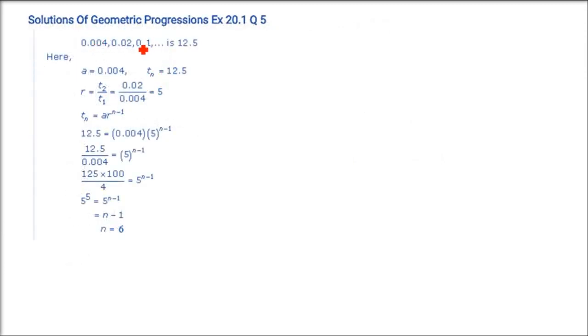Which term of the progression is 12.5? We have to find out n. The nth term is already given: Tn is a r to the power n minus 1. Tn is 12.5, a is 0.004, and r is 0.02 by 0.004.